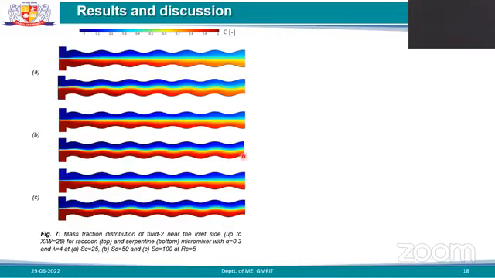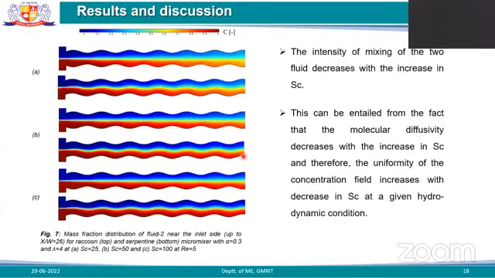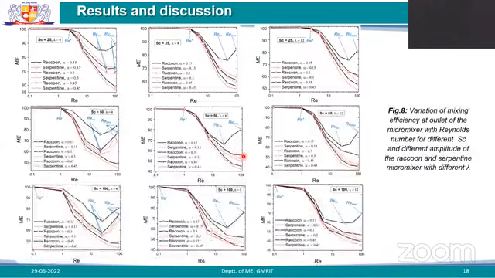And this is the mass fraction distribution for different Sc numbers. The intensity of mixing of the two fluids decreases with increasing Sc number, and this can be interpreted from the fact that the molecular diffusion decreases. It is directly related to molecular diffusion, since the Sc term is directly related to the diffusivity. So the uniformity of the concentration field increases with a decrease in Sc for the given hydrodynamic condition. So these are the results.